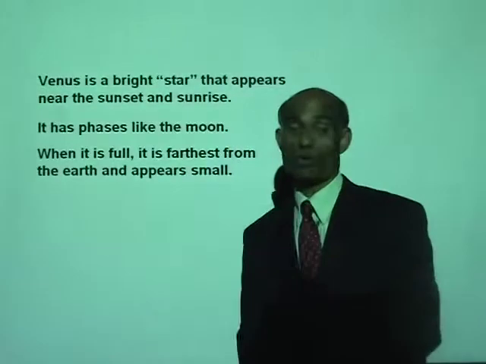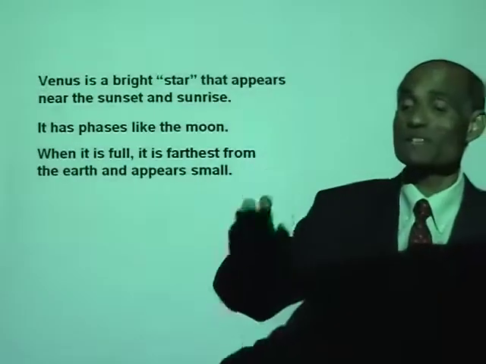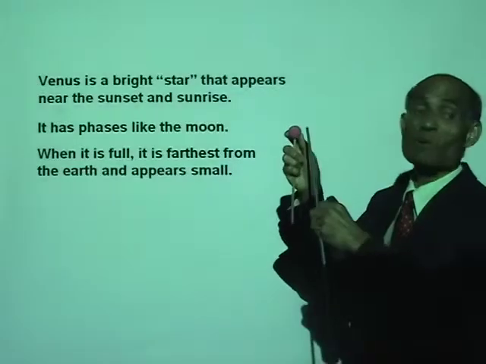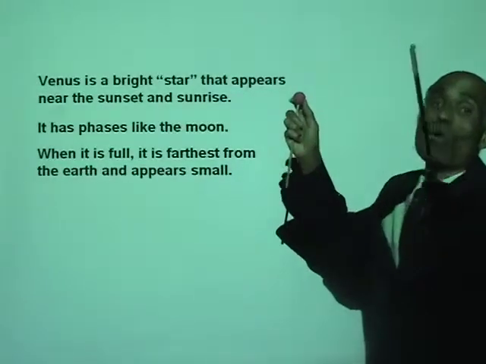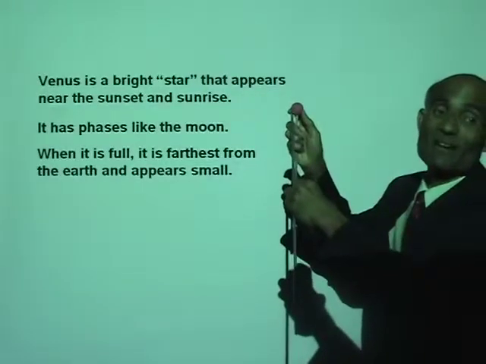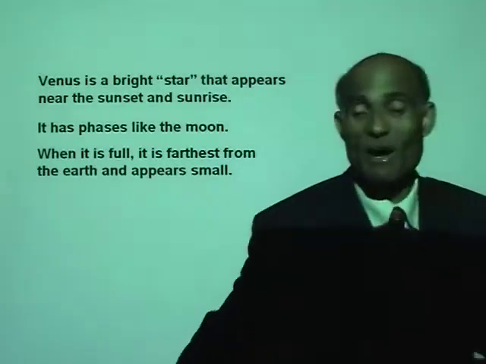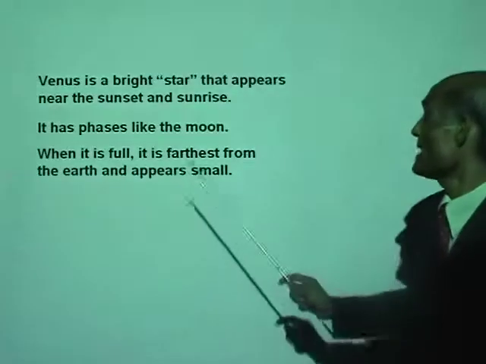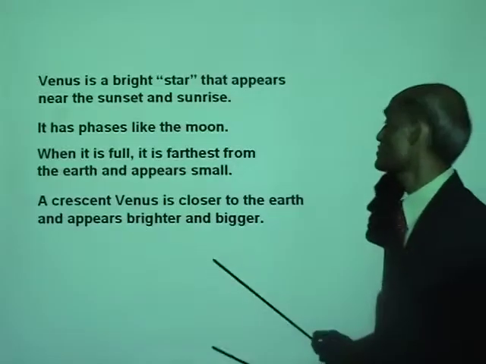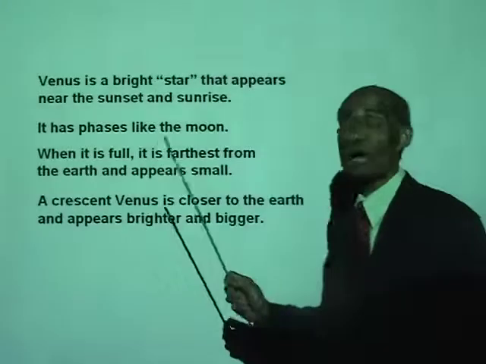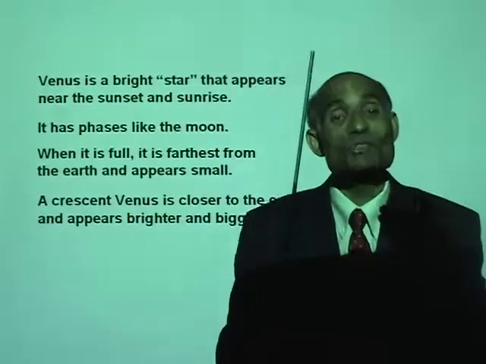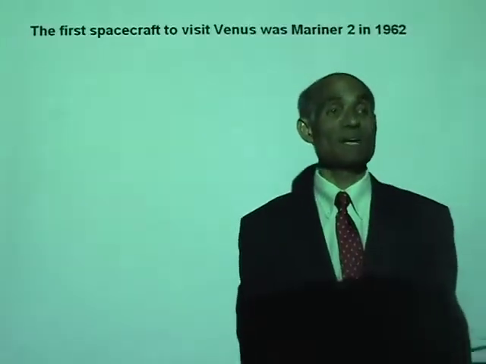When it is full, that means when Venus is fully visible, it is farthest from the earth. That is when all of its surface gets full light from the sun. So when Venus is farthest from the earth, that is the time when it is full. A crescent Venus is closer to the earth and appears brighter and bigger. Why? When it is closer, it will appear bigger.